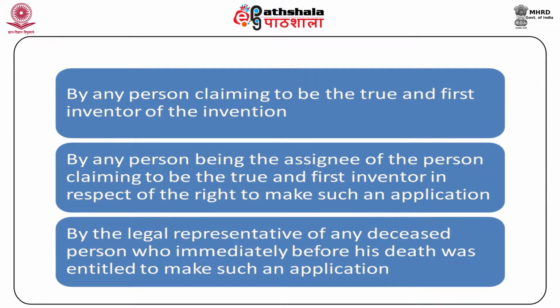An application for a patent for an invention may be made by any of the following persons. By any person claiming to be the true and first inventor of the invention. Next, by any person being the assignee of the person claiming to be the true and first inventor in respect of the right to make such an application. Next, by the legal representative of any deceased person who immediately before his death was entitled to make such an application.